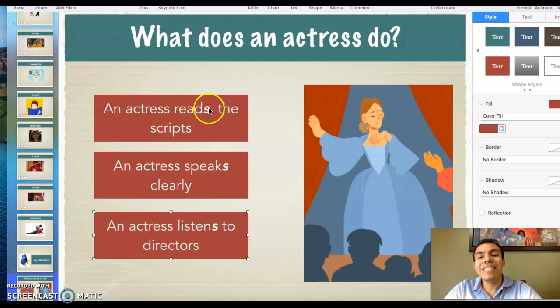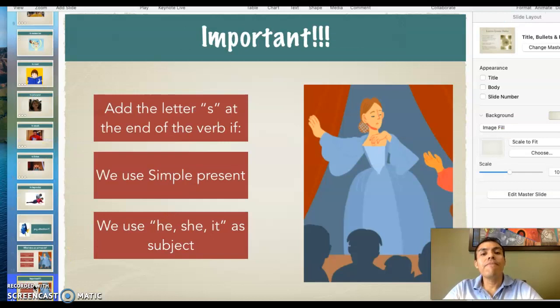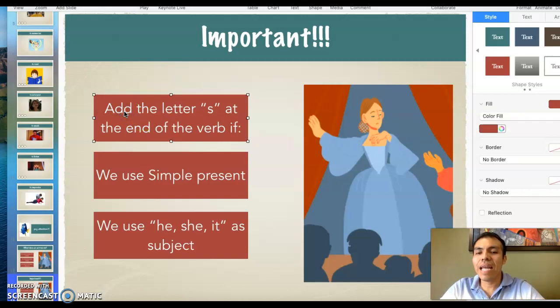We have in common the letter S at the end of each verb. Important. So now pay attention. Add the letter S at the end of the verb if we use simple present. Number 2, we use he, she, or it.